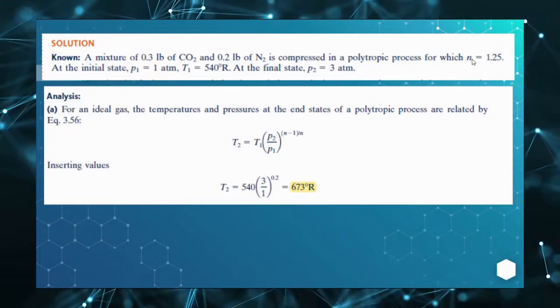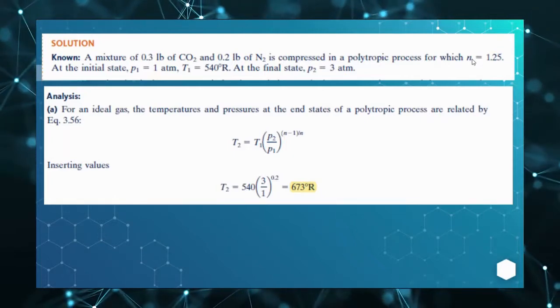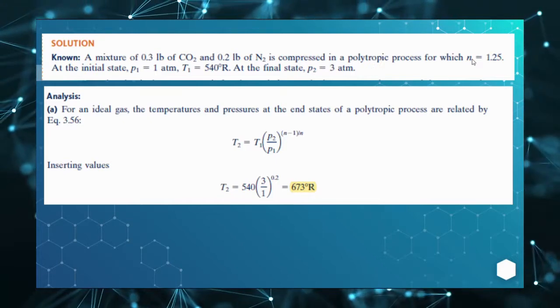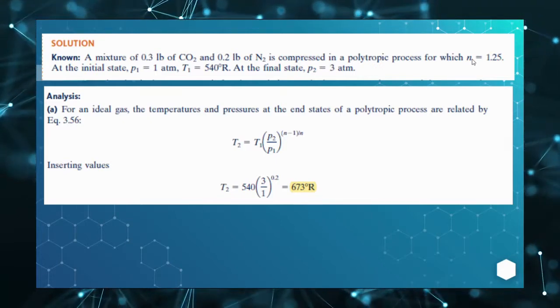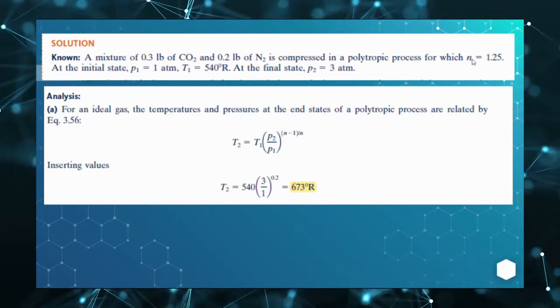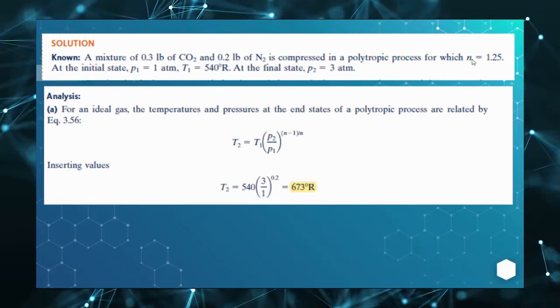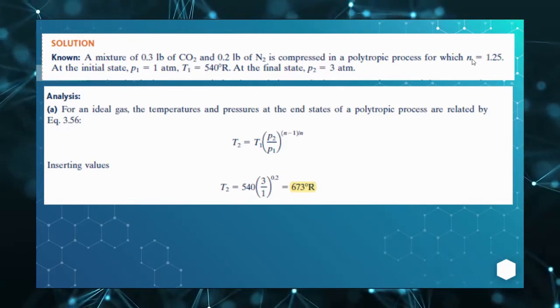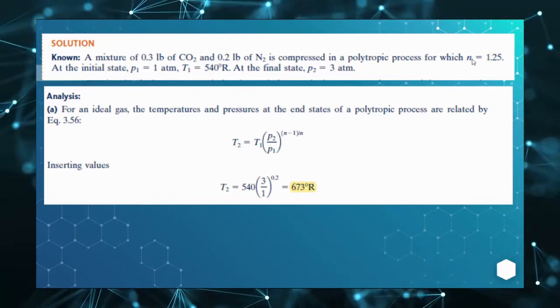So, in the solution, we know that a mixture of 0.3 pounds of carbon dioxide and 0.2 pounds of nitrogen is compressed in a polytropic process with n equal to 1.25, with the initial state of 1 atmosphere pressure and initial temperature of 540 degrees, and the final state is equal to 3 atmospheres pressure.